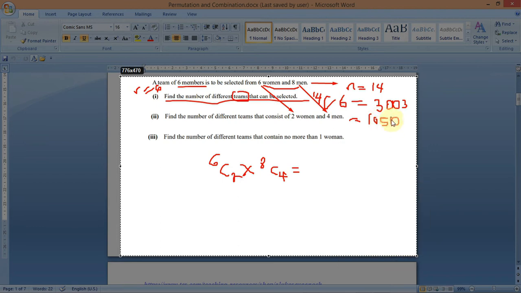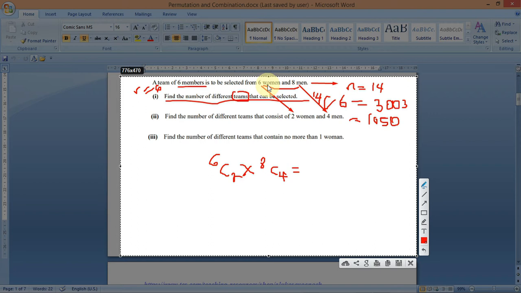Okay, next question now. Find the number of different teams that contain no more than one woman. What do you mean by no more than one woman? That is, the minimum should be one woman. And how many women do I have altogether? 6. So I can have 1, 2, 3, 4, 5, 6.